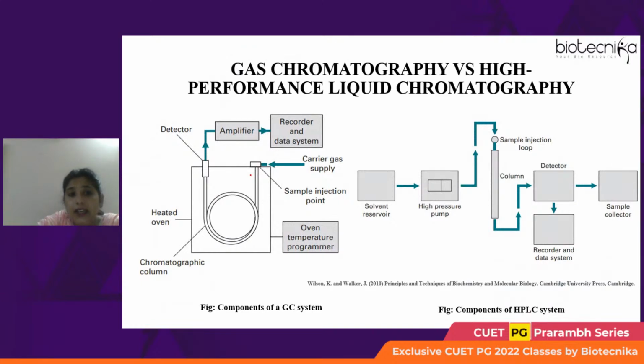Now lastly, coming to gas chromatography and high performance liquid chromatography. Here I've added a comparative table because it's very important that you understand these two chromatography techniques thoroughly. Both techniques are very important, and when you compare, you learn better. This is the reason I have used a comparative approach here.